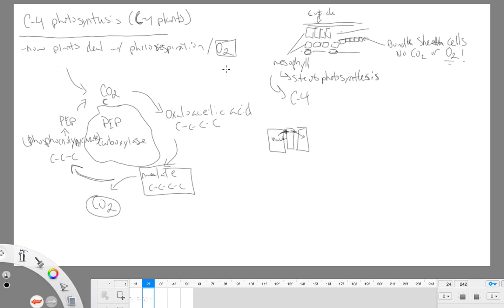So some plants that do this are corn and sugarcane, and you think about both, they have high sugar content, right? Because they are very efficient with their glucose production, right? They are producing glucose in these bundle sheath cells. That's where they're doing all of their photosynthesis, they are just fixing carbon dioxide. They're not doing any photorespiration. So, two C4 plants.